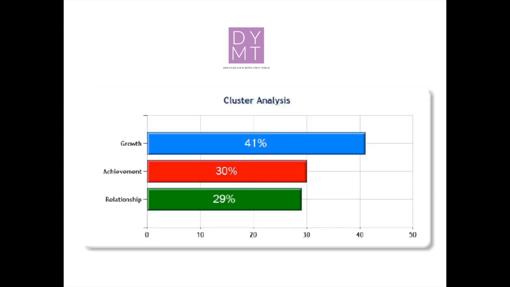We also see the clusters. So you can see that for the team as a whole, we're very focused on growth, which is very future orientated, and less so on the others. So 30% for achievement and 30% for relationship. And this is for the whole team.